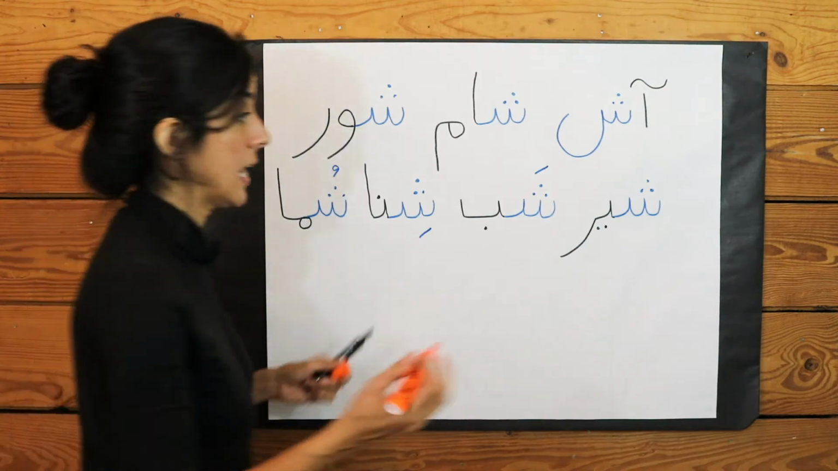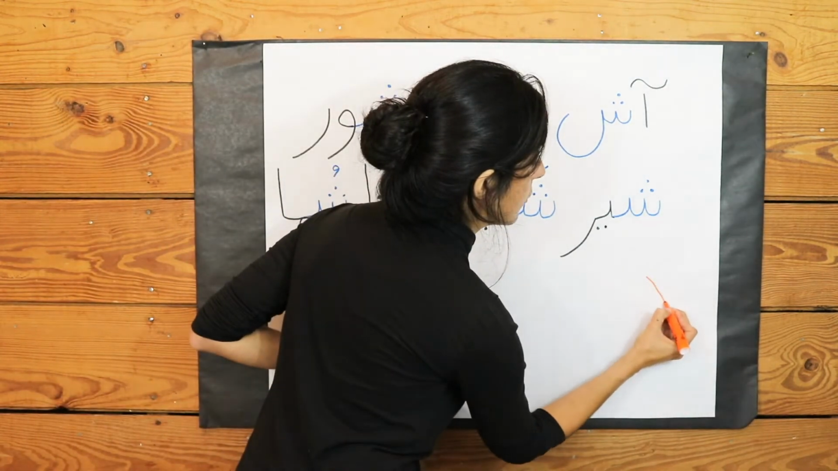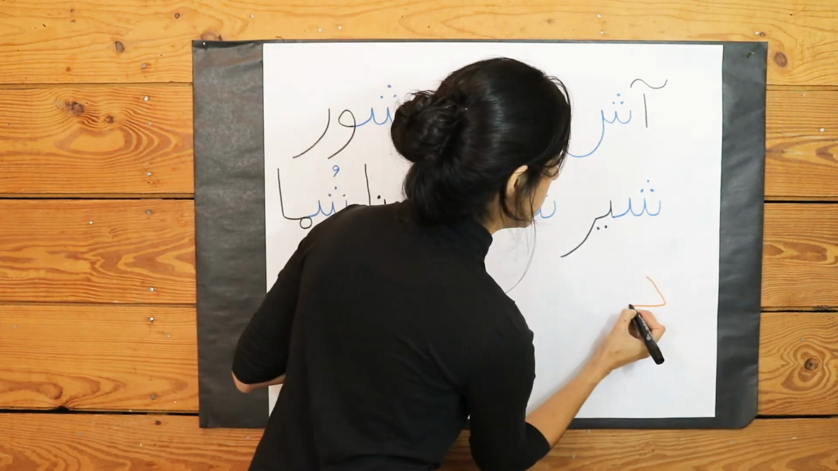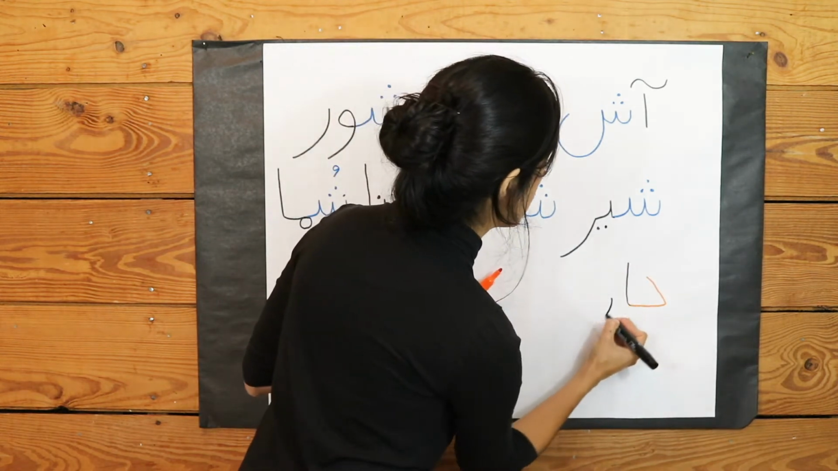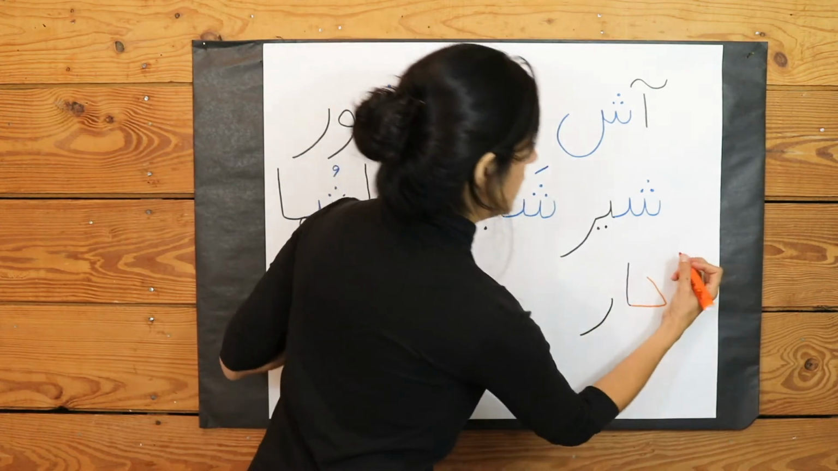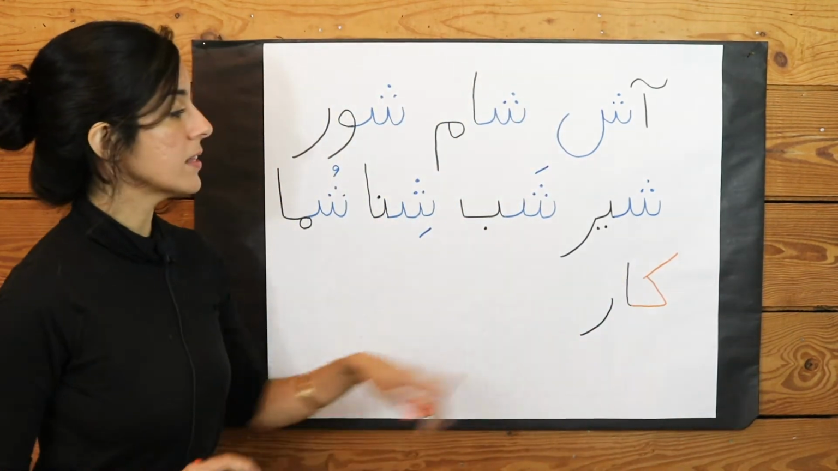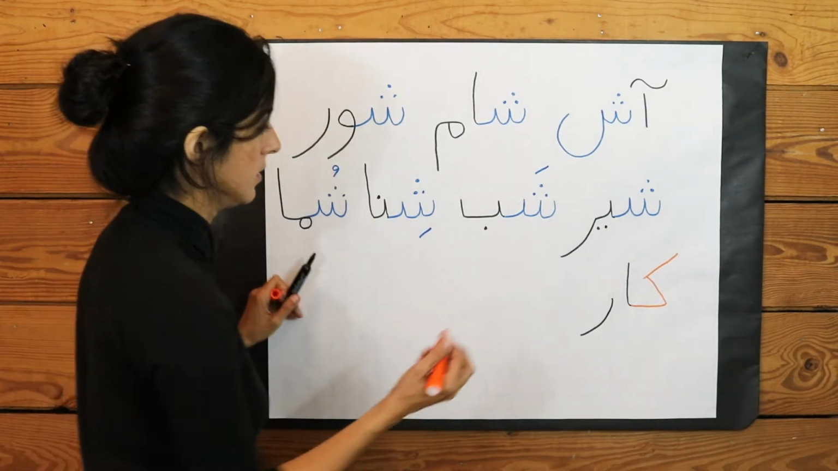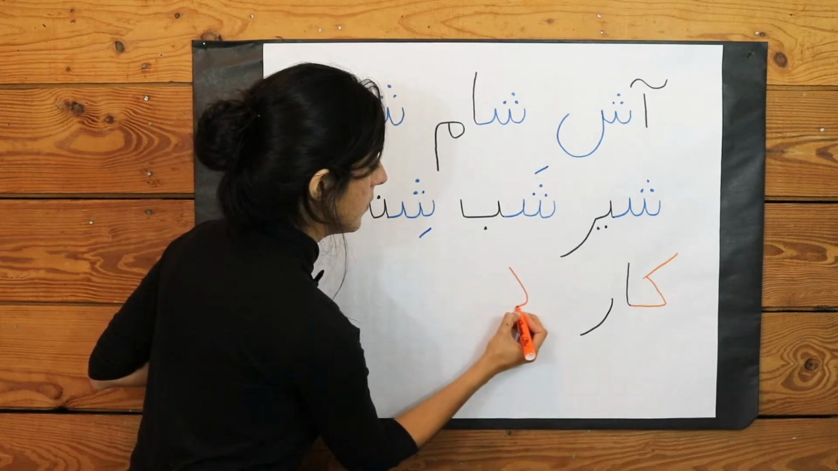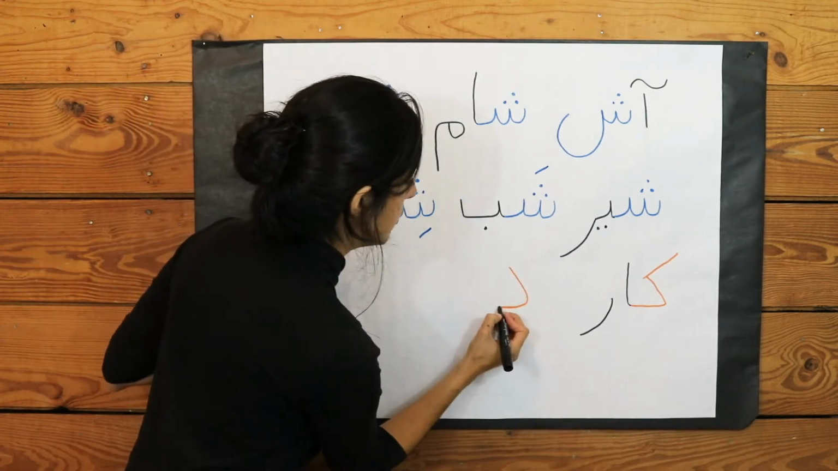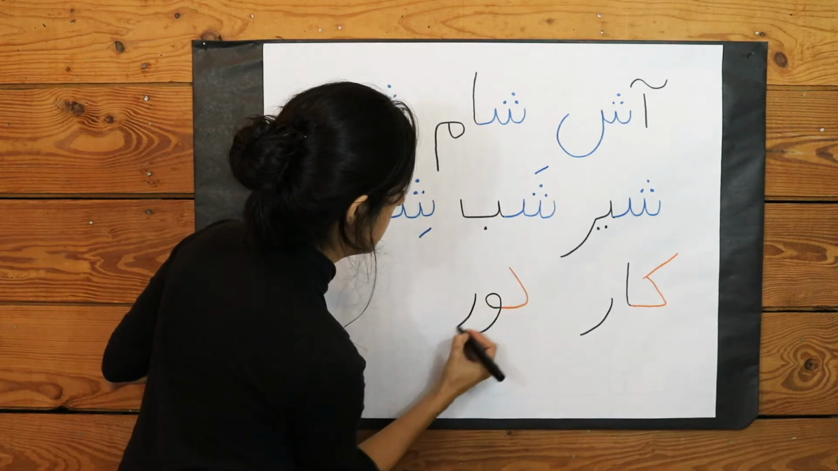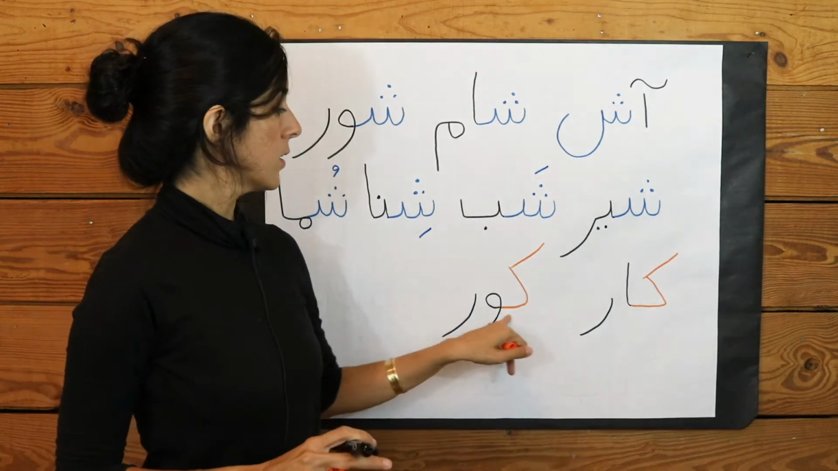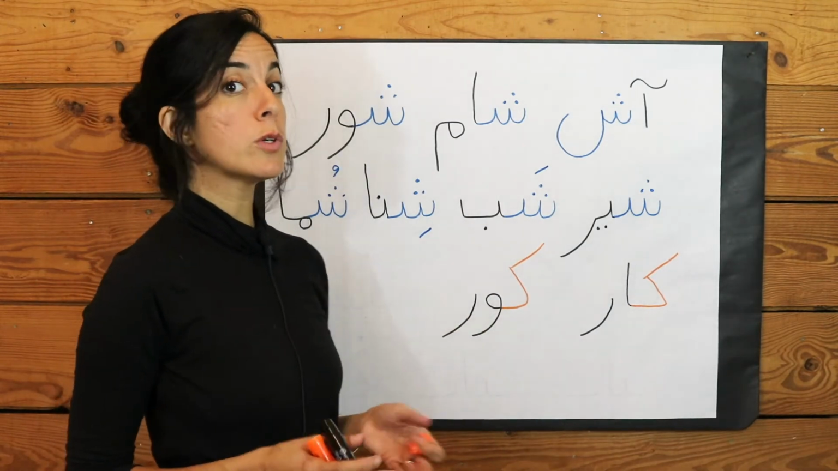Now let's practice our ke. So again, when you're writing ke, you start like that, and then you go back later when you finish writing your word and add your line like that. And this is kar. Kar is the word for work. Again, you put the base, and then you go in and put your line. This is kur, and kur means blind.